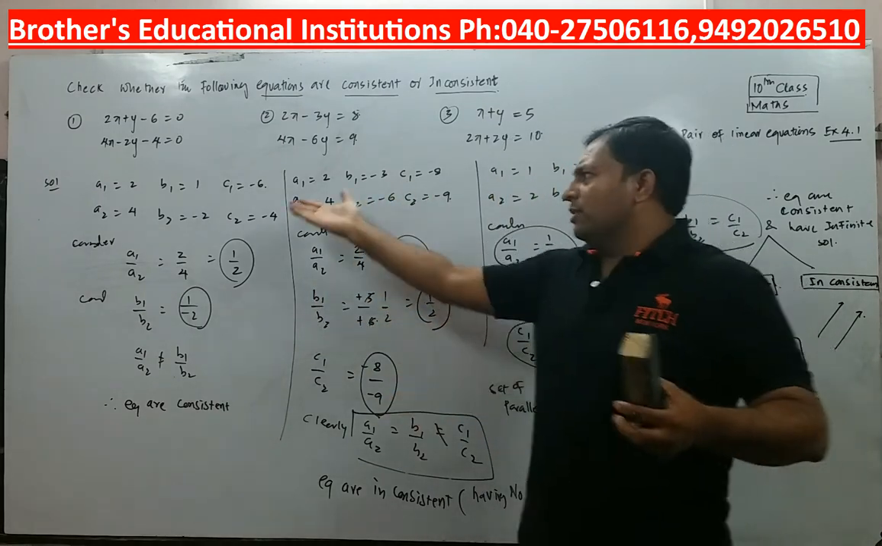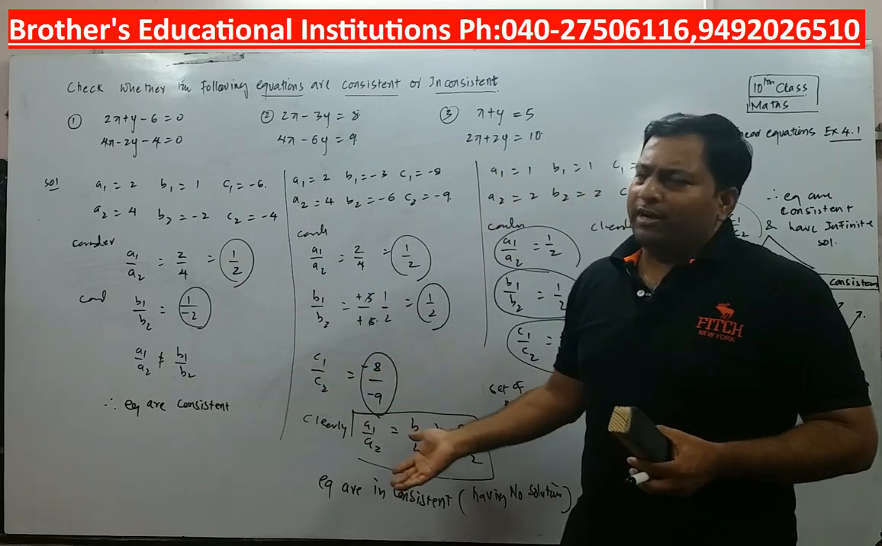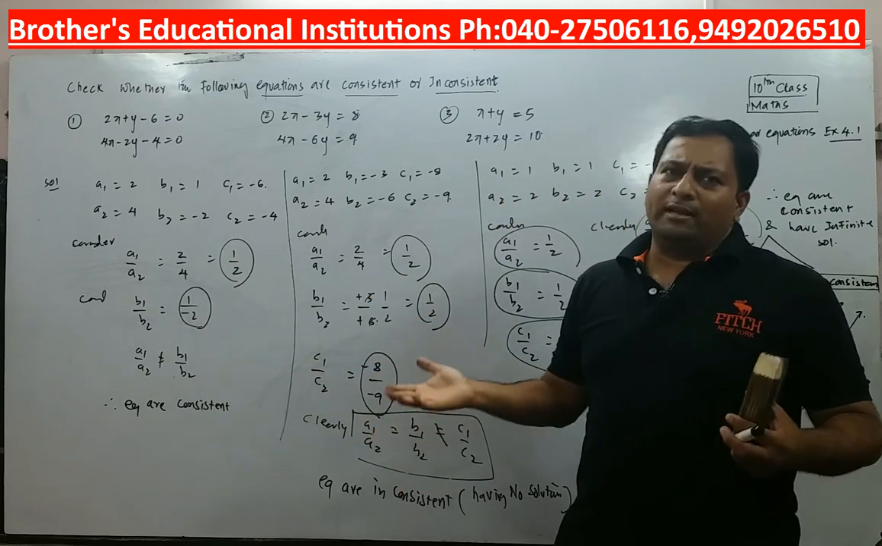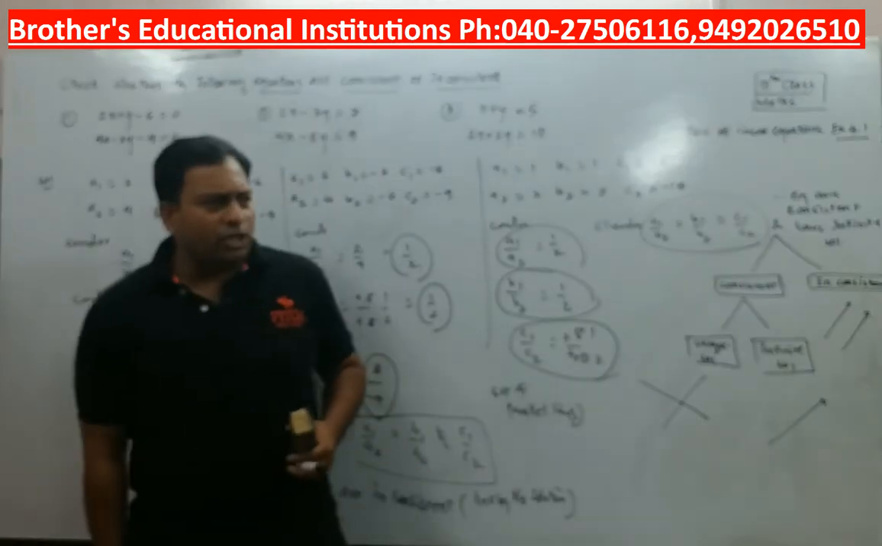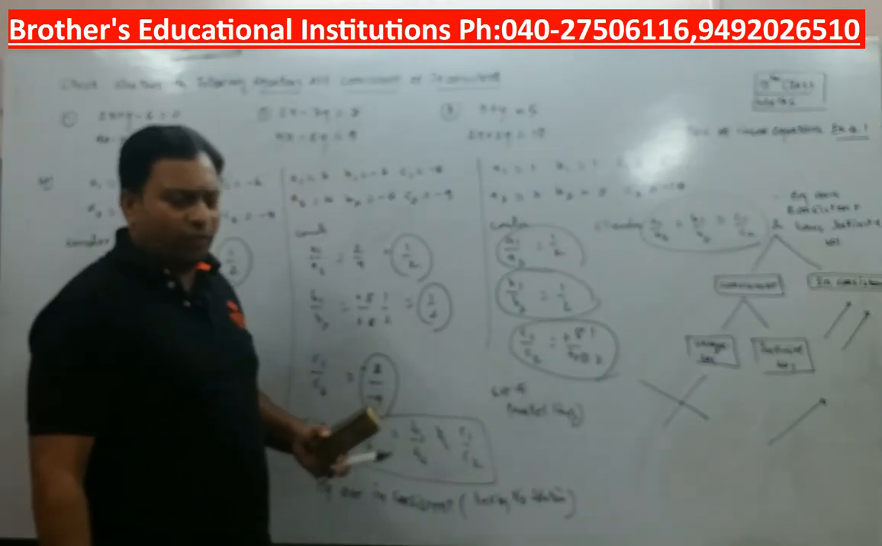And what is the trick? This is the trick. You have to just go through the tree diagram and see where you exactly lie. So I am sure you understood this concept of finding the nature of a system of linear equations using the formula.